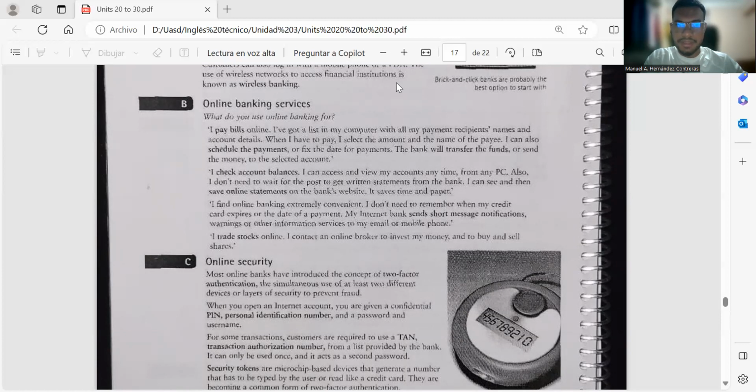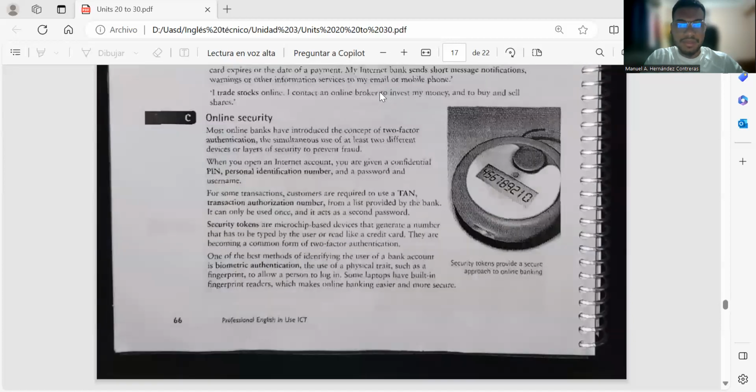I find online banking extremely convenient. I don't need to remember when my credit card expires or the day of a payment. My internet bank sends short message notifications, warnings, or other information services to my email or mobile phone. I trade stocks online. I contact an online broker to invest my money and to buy and sell shares.